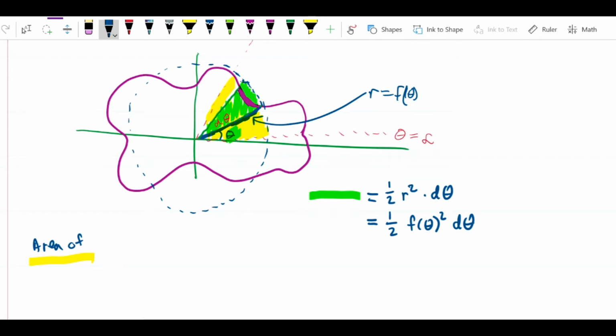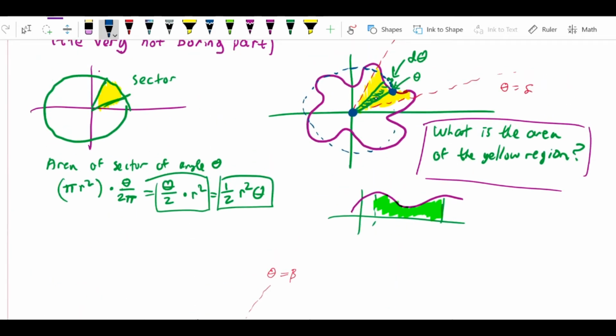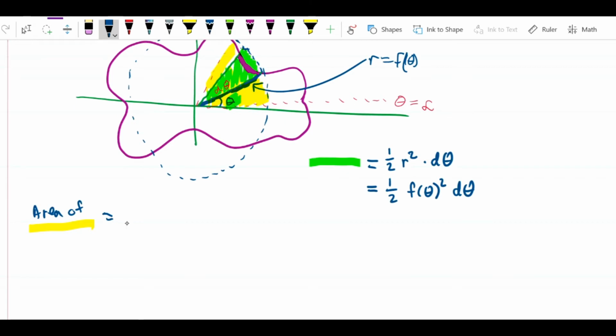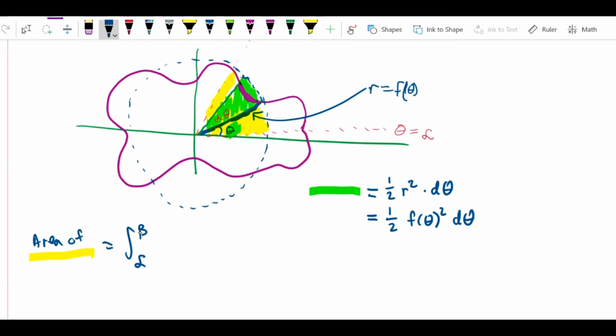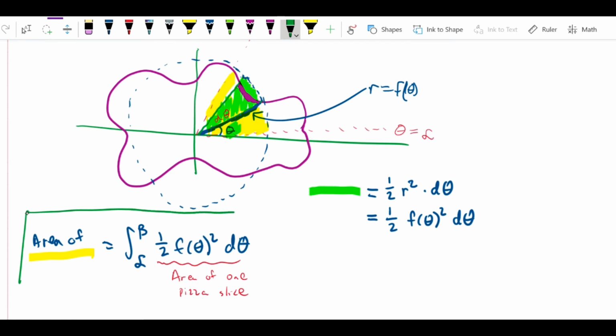The area of that region, this yellow region that I want to find, is equal to the integral from the low angle of alpha up to the high angle of beta of 1 half f of theta squared d theta. What is this? This is the area of one pizza slice. So I'm adding up all the pizza slices to get this particular portion of the region. And that's how area inside a polar curve works. We're going to put a box around this. This is the formula that you have to know.